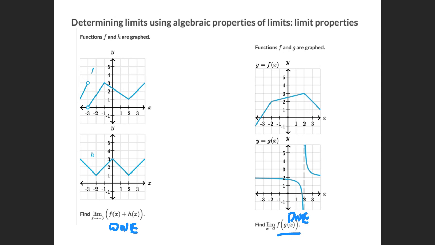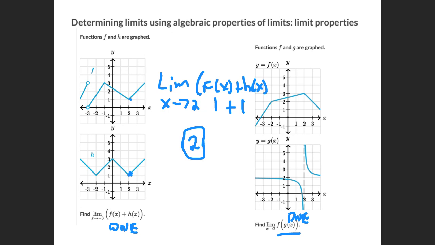Let's say I asked you to find the limit as x approaches 2 of f of x plus h of x. Okay, so I'm using these functions here. So x approaches 2 for f of x would be 1, so I would just put 1 here, plus, if I wanted to find the limit as x approaches 2 of this one, that's 1 also. So my answer would just be 2.